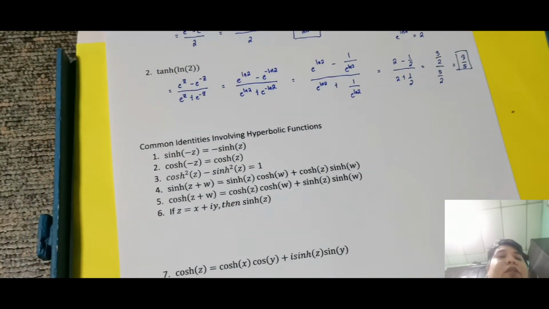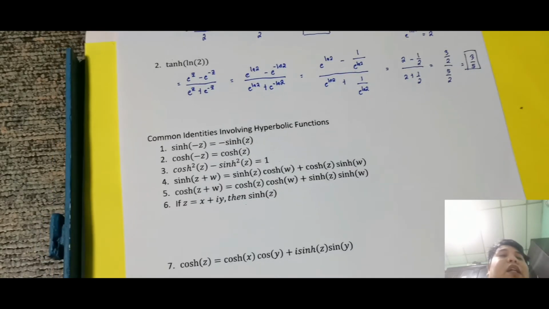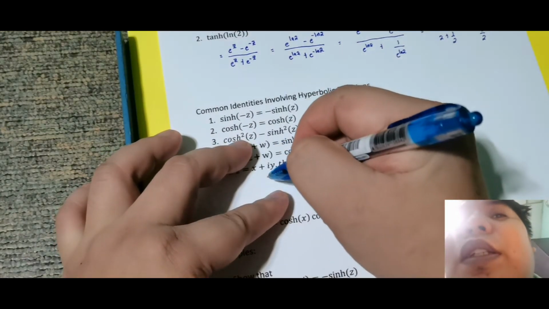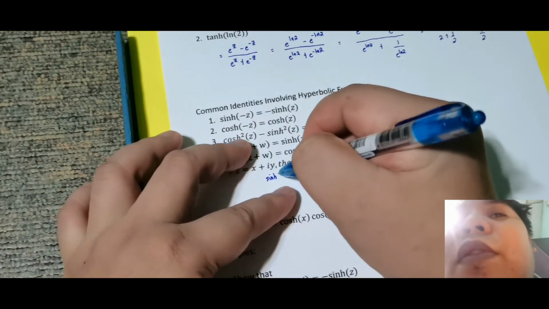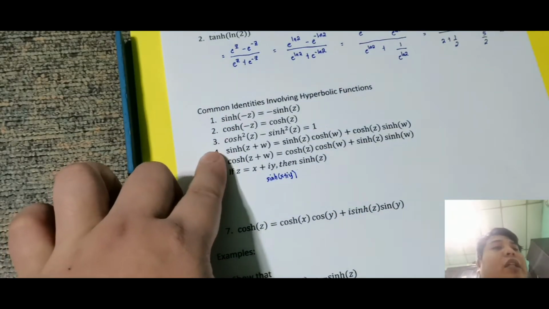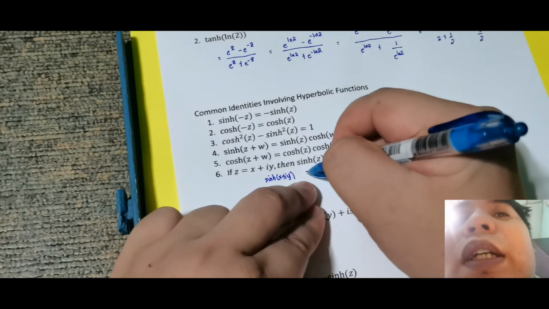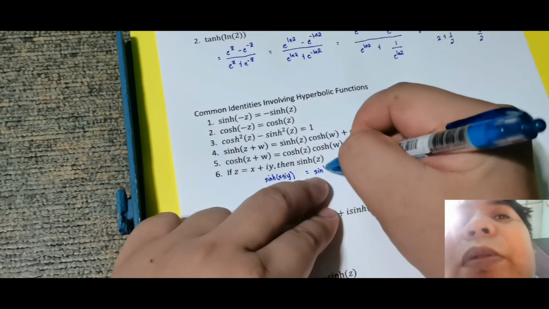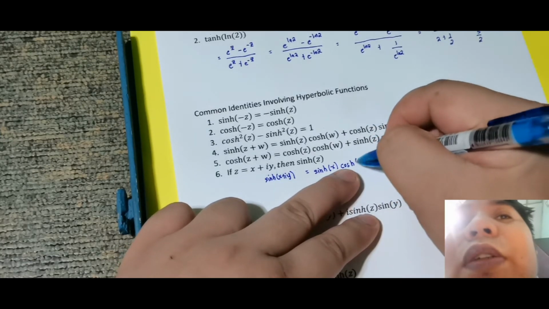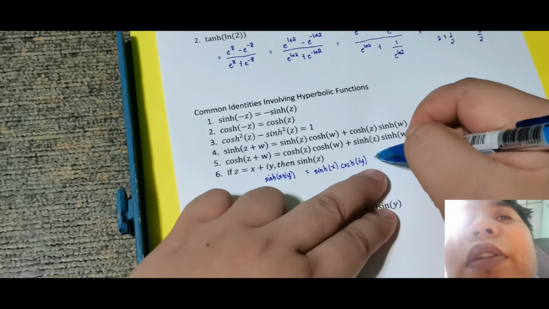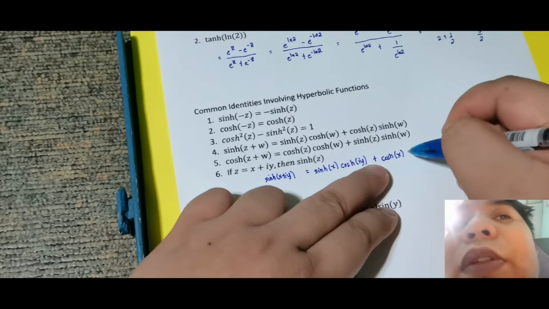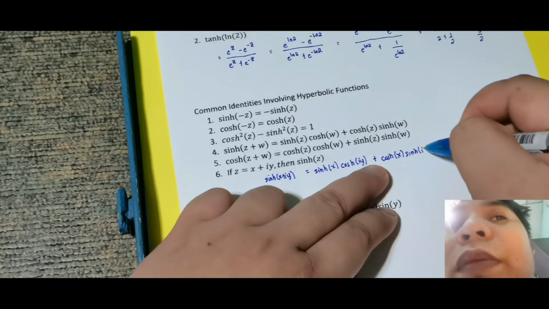So, now, number 6, if z is equal to x plus iy, then hyperbolic sine of z is equivalent sa hyperbolic sine of x plus iy. Since plus siya, gamitin natin sa taas. So, this is equivalent sa hyperbolic sine of x, hyperbolic cosine of iy, tapos hyperbolic cosine of x, tapos hyperbolic sine of iy.